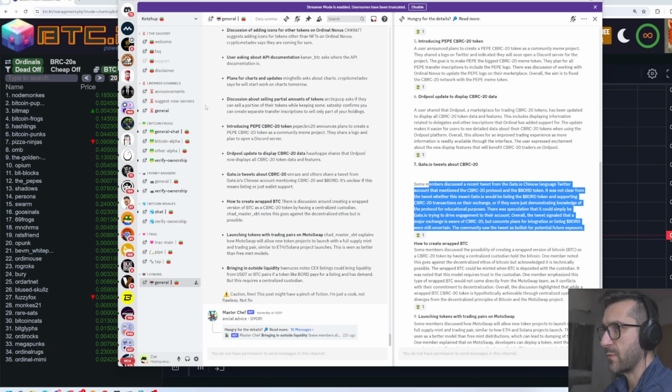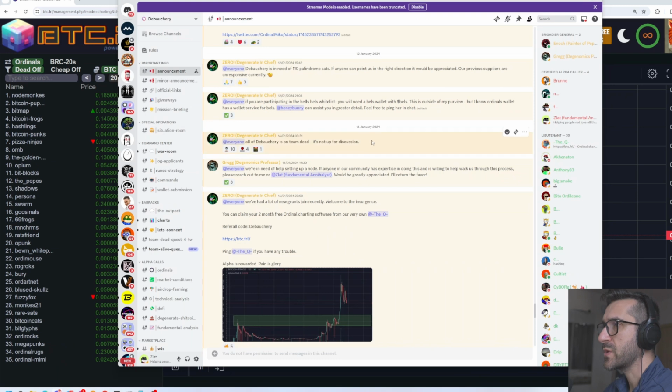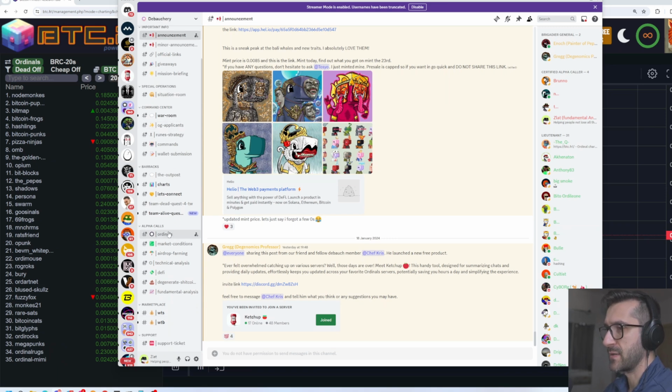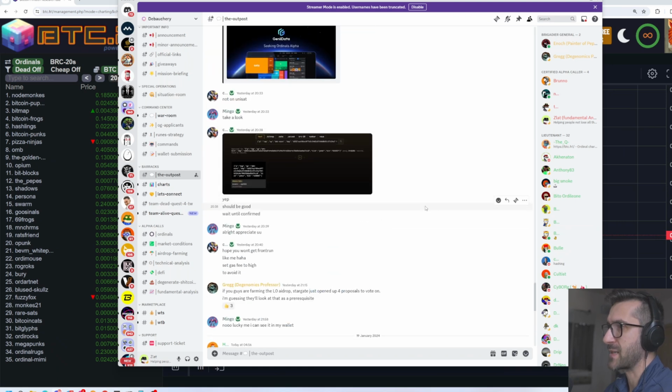And the last tool that I wanted to show you is actually another Discord, which is pretty new. They launched at the beginning of this year, if I remember correctly. And it's pretty much an alpha group for Ordinals. It's totally free. The way it's divided is into two groups. So you have the barracks, where new joiners come in, and they have access to the founders.